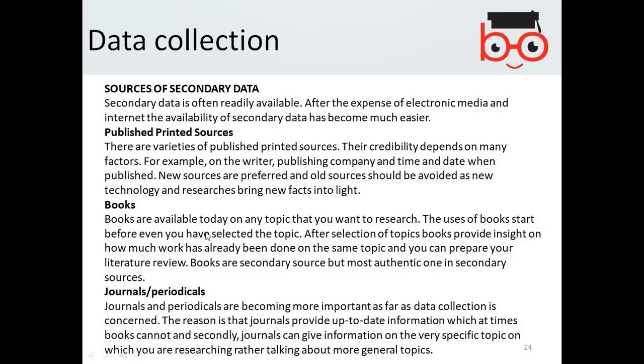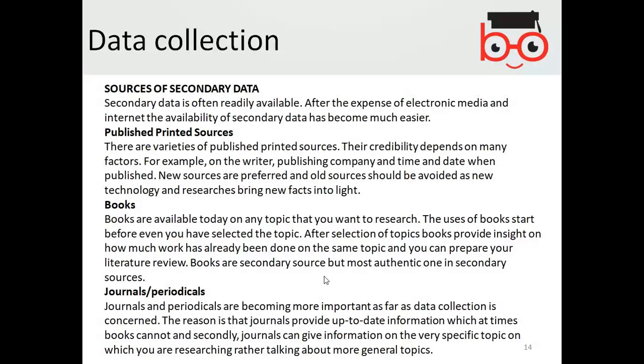Books, as you know, are available today on any topic that you want to research. The uses of books start even before you have selected the topic. After selection of a topic, books provide insight into how much work has already been done on the same topic, and you can prepare your literature review. Books are secondary sources, but the most authentic ones among secondary sources. If you are referring to a book or other published printed sources, it becomes a secondary source.